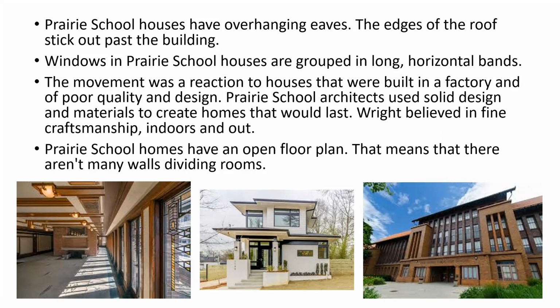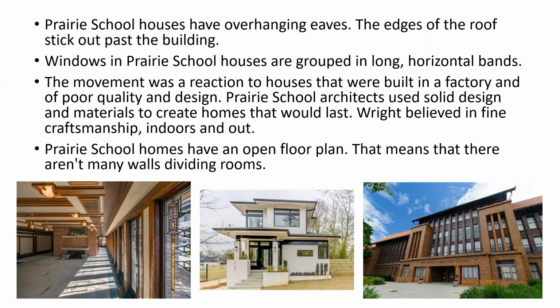Those types of houses have those overhanging eaves, edges of the roof that stick out past the edge of the building, like you see in the white building in the middle. They're often grouped in long horizontal bands. The windows are, if you look at that little streak of light in the window on the left, or those bands of windows going horizontally in the building on the right. The movement was a reaction to houses that were built in a factory and of poor quality design. These architects used solid design and materials to create homes that would last.